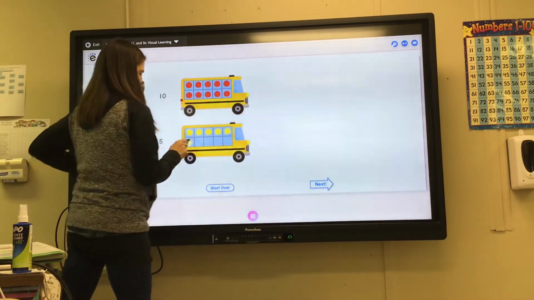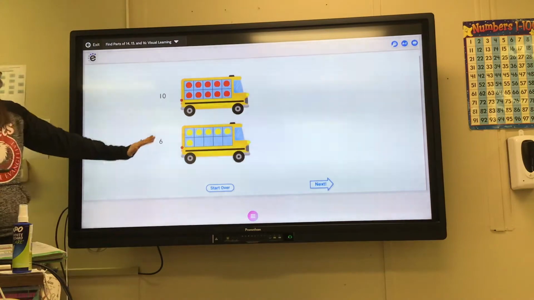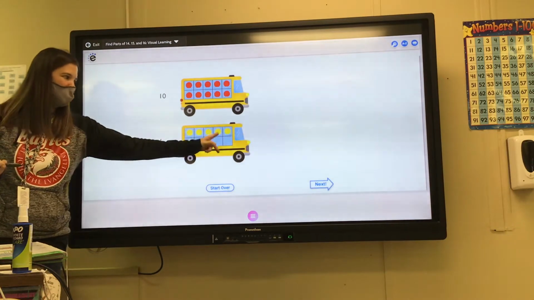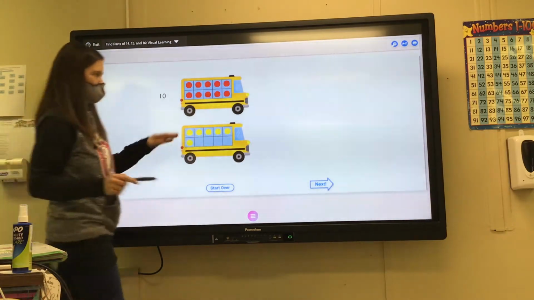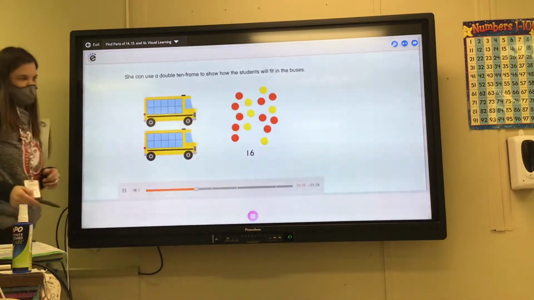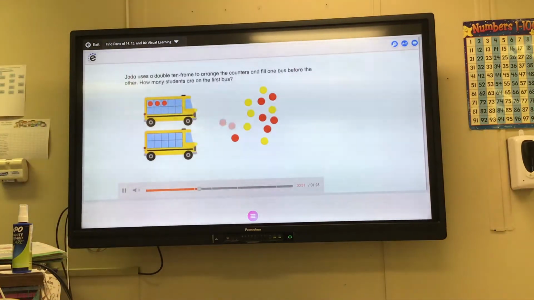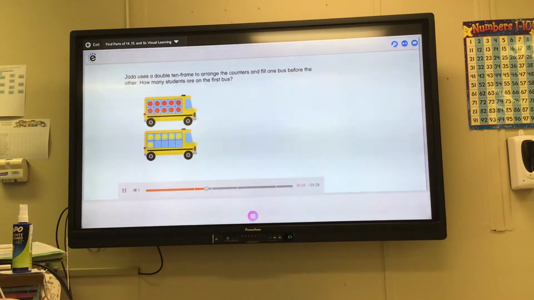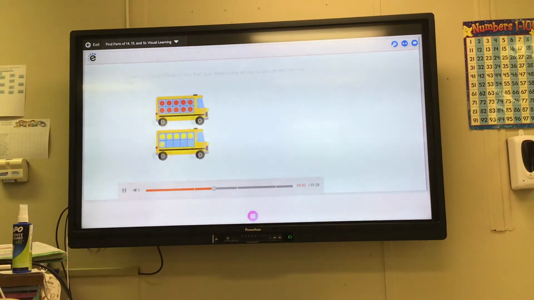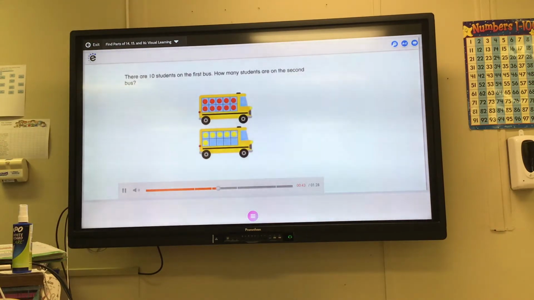16. Okay, so there's 10 and 6. 10, 11, 12, 13, 14, 15, 16. Jada uses a double 10 frame to arrange the counters and fill one bus before the other. How many students are on the first bus? The boys, on the first bus? 10. There are 10 students on the first bus.